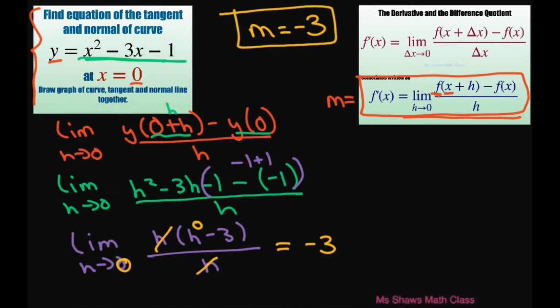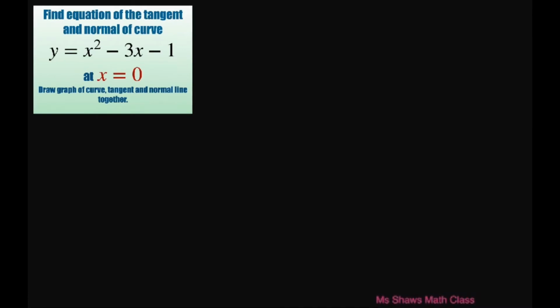All right. You could have also, on this, I factored out an h, and I know that bothers some students. What you could have done is just taken h squared divided by h minus 3h divided by h. Just divided each term by h and still got your h minus 3. Now let's go ahead and get our tangent and normal. So the slope for the tangent is going to be negative 3.